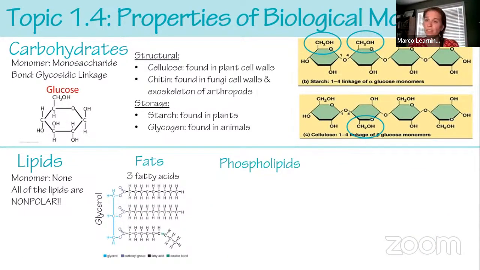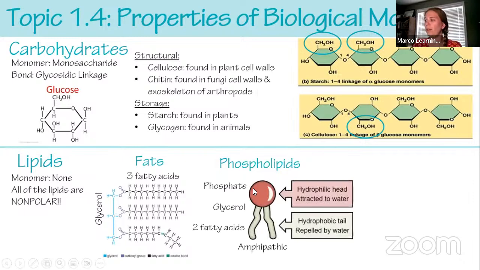So the other one we have is phospholipids. Phospholipids are made up of a phosphate group and then 2 fatty acids, but it still has that glycerol. So instead of there being this fatty acid right here, we just put a phosphate group there. That's the only big difference between the fats and phospholipids. But because the phosphate is negatively charged, it makes it hydrophilic or water loving.